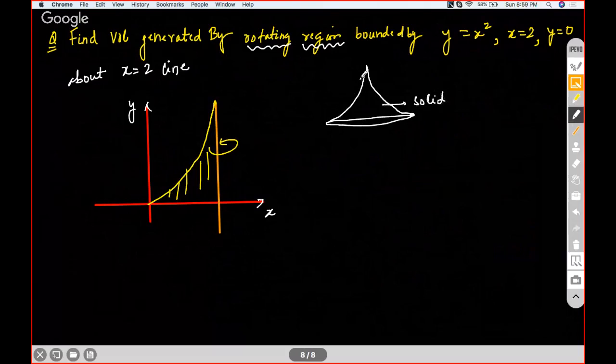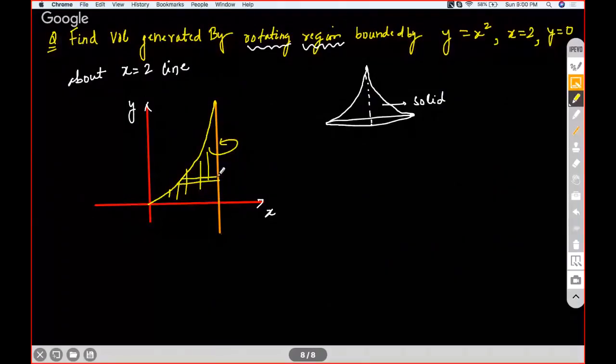Understood how it works? So you break this up into thin discs. This part of the disc will not be appearing as of now because you're rotating it, right? So this disc, let's say thickness is dy. And this would be the radius. So how is the radius a function of y?